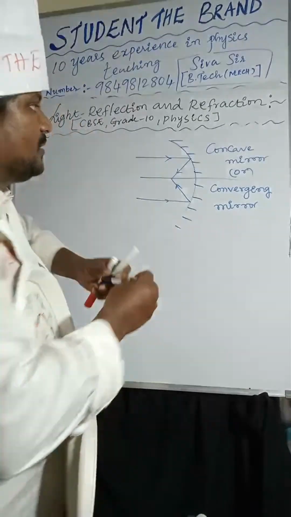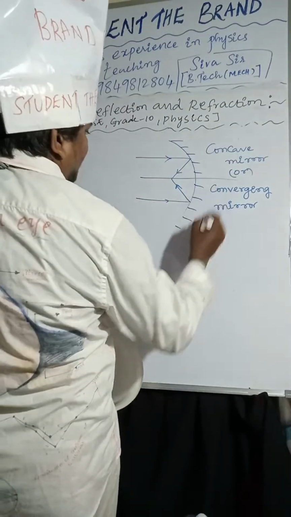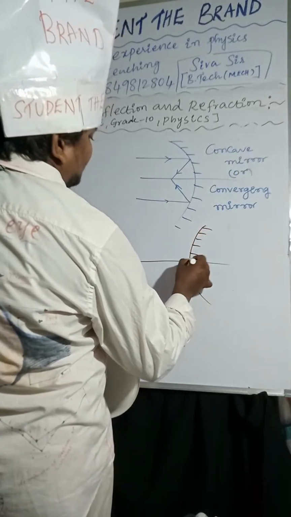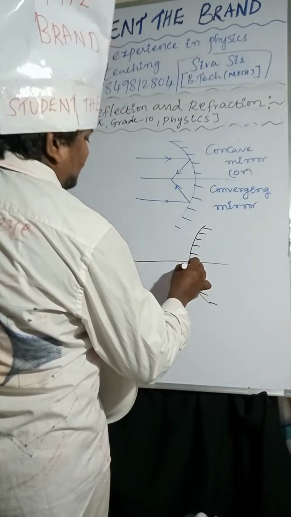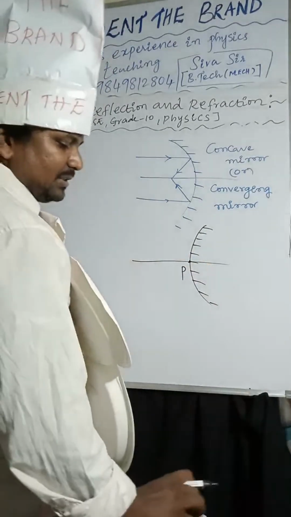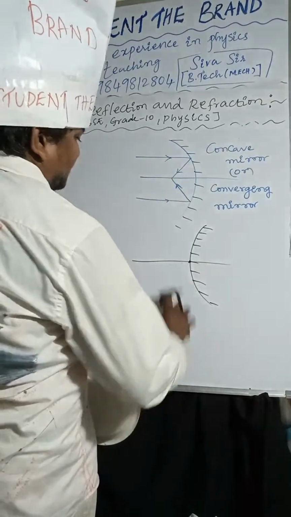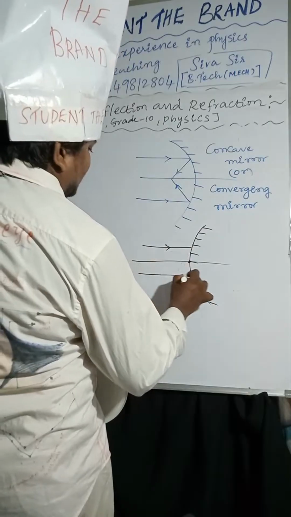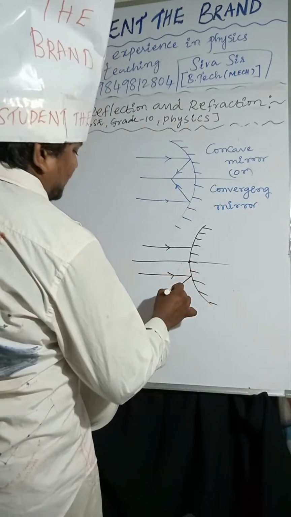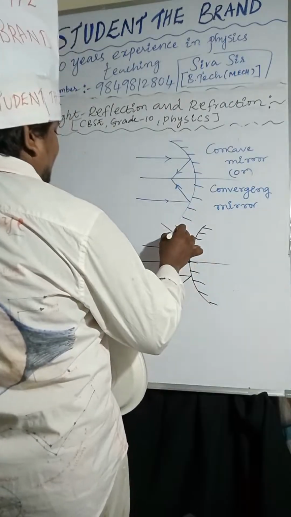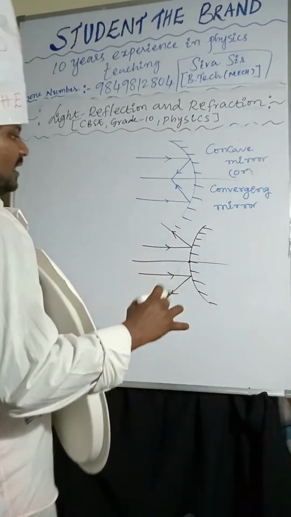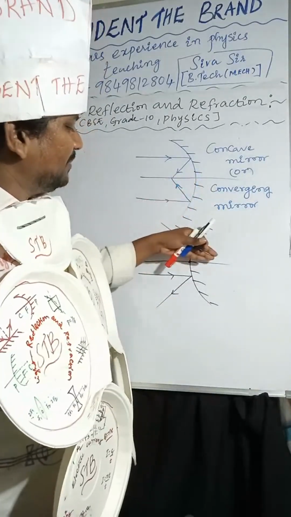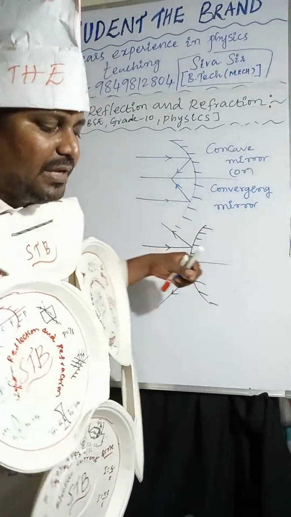Whereas the convex mirror, you see, this is the concave mirror. If you take a convex mirror like this, this is the pole. Those terms related to the spherical mirror we'll discuss. After reflection, those light rays are moving away from the principal axis, like this. This is the middle one, the principal axis. So the light rays are moving away from the principal axis.